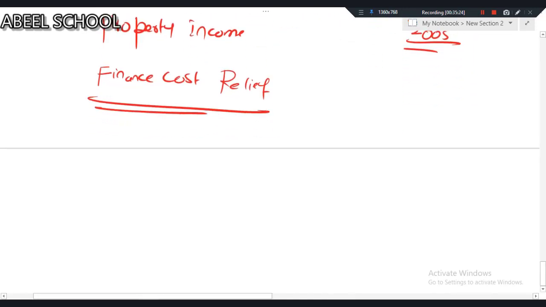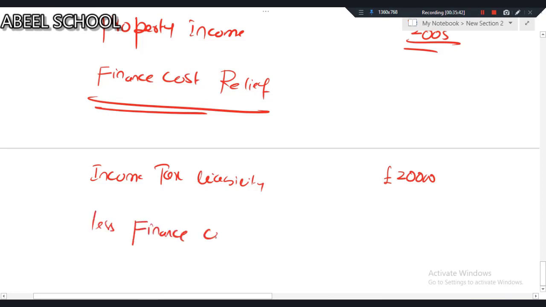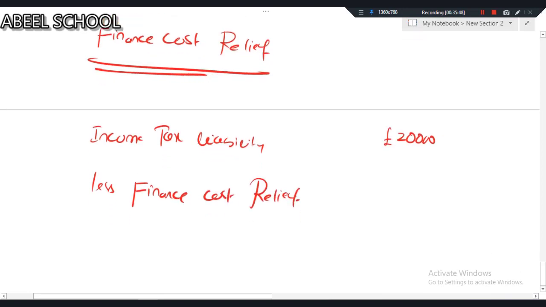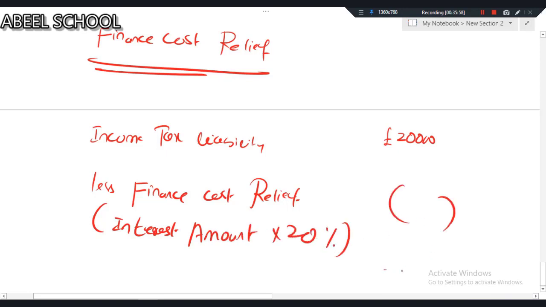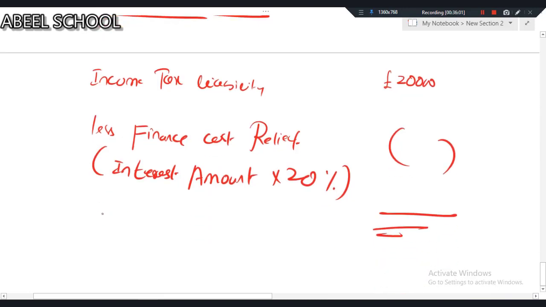How does it reduce? Let me just make a format. Assuming somehow you have managed to calculate the income tax liability. I'm just assuming, okay? Assuming the income tax liability is £20,000, just an assumption. Less the finance cost relief. How will you calculate finance cost relief? All you need is take the interest amount into 20%. This 20% is fixed. You will deduct the finance cost relief, and the final answer will be tax payable.